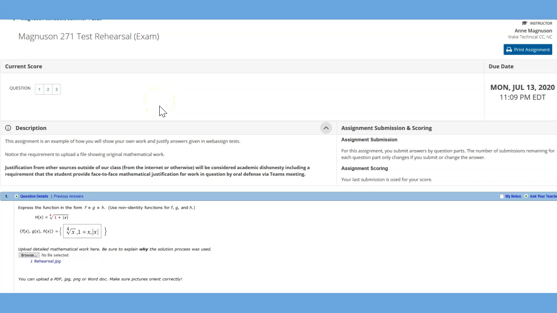This semester, we will be having all unit tests in Webassign. We normally have them in the e-learning testing center in a proctored environment, but of course we cannot do that currently. So this is an example of what a test is going to look like in our class this semester. I have this assignment, Magnuson 271 test rehearsal, and it is available for you to play with, so you can get used to what taking a unit test will be like in our class.